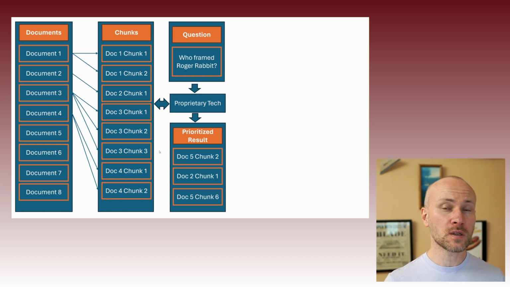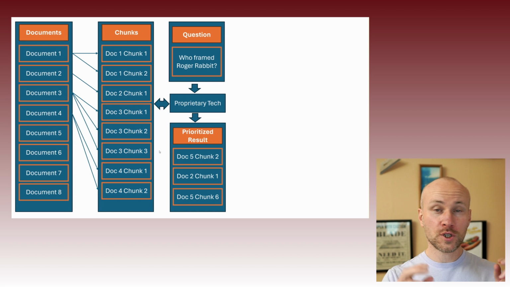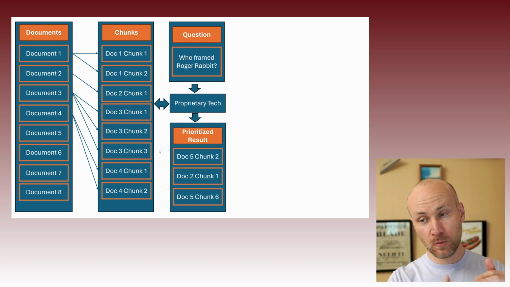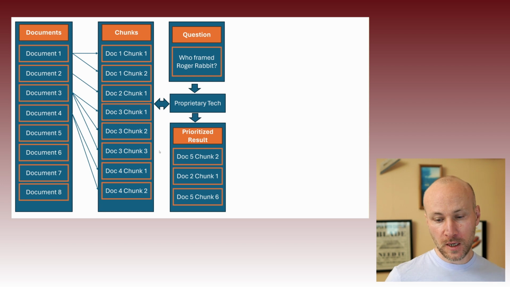Document 2, chunk 1 is the next in line, and then document 5, chunk 6, and there could be more. It can give you lots of them, right? So now you know which chunks are the most relevant to your question and the ones that are least relevant.